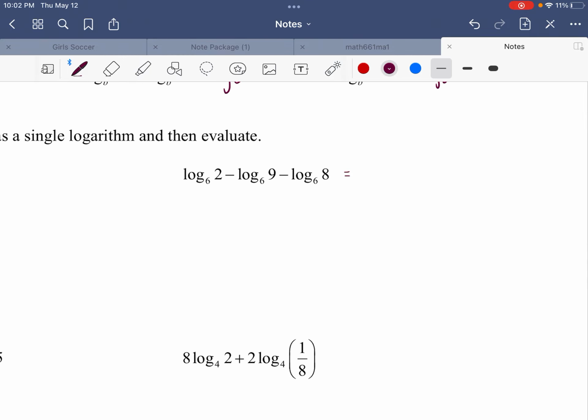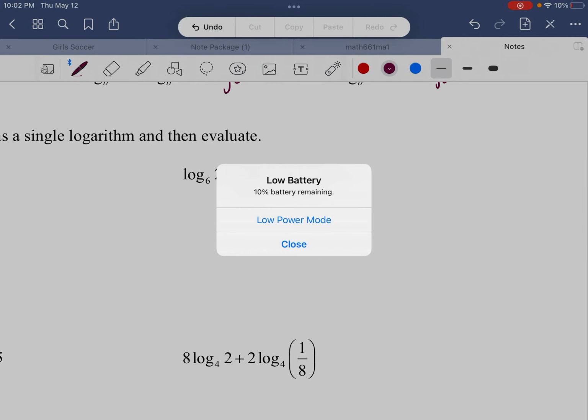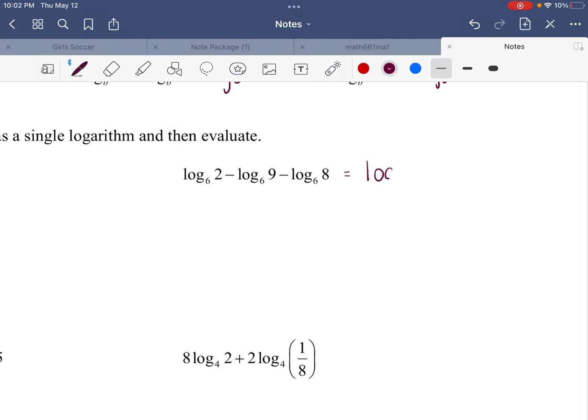We are subtracting 2 in a row. So we're going to start off with log base 6 of 2 divided by 9 times 8. And this will simplify to log base 6 of 1 over 36. And that evaluates to negative 2.